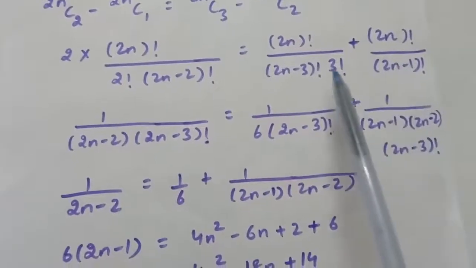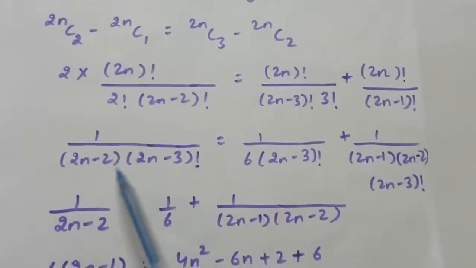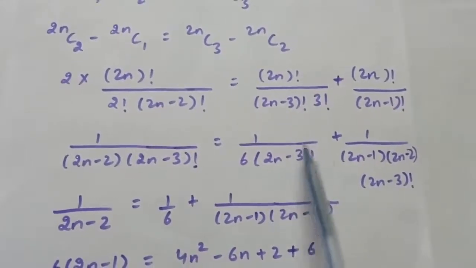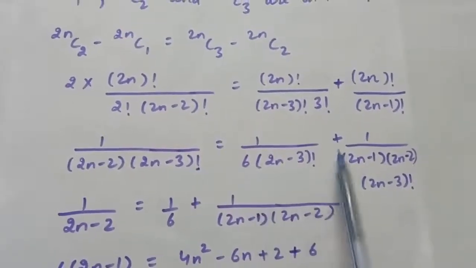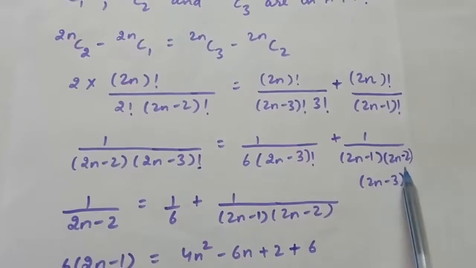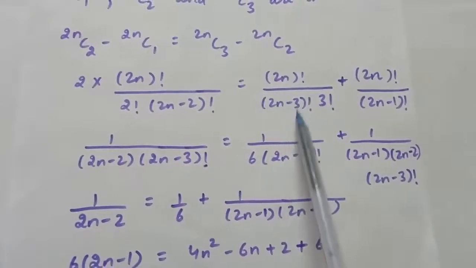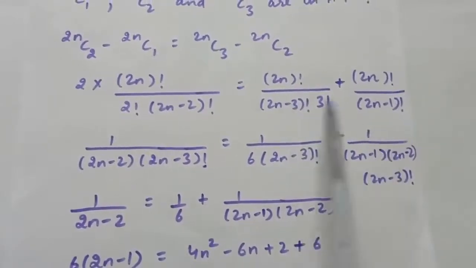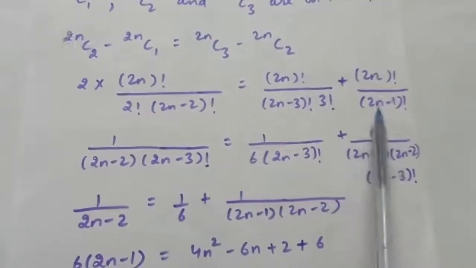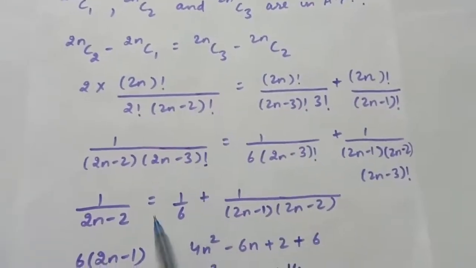So we can write this 2n minus 2 factorial as 2n minus 2 into 2n minus 3 factorial. Then here 2n minus 3 factorial as it is, and 3 factorial becomes 6, plus 1 upon 2n minus 1 factorial can be written as 2n minus 1 into 2n minus 2 into 2n minus 3 factorial. Because this 2n minus 3 is the smallest number between these three, right? So we are breaking this as this, 2n minus 1 factorial as this, because 2n minus 3 factorial is the smallest in these three, right?